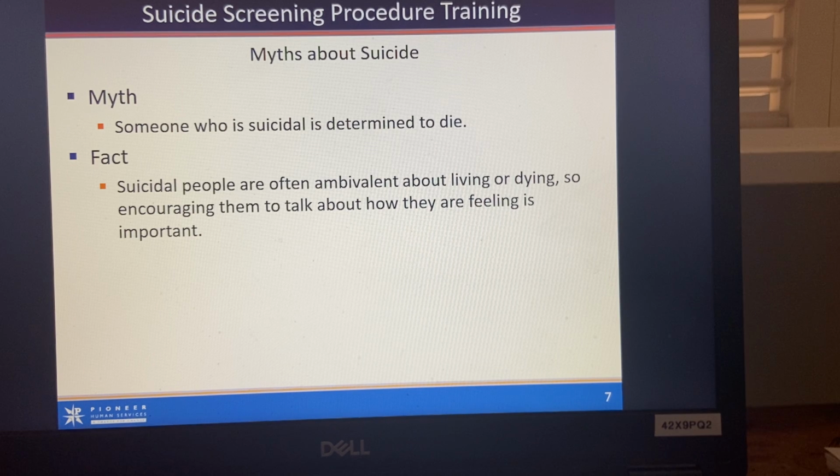Someone who is suicidal is determined to die. Suicidal people are often very ambivalent about living or dying, so encouraging them to talk about how they are feeling is important. When we have conversations with clients about how they're thinking and feeling around wanting to die, wanting to harm themselves, or no longer being here, it creates a sense of trust, vulnerability, and openness, which is very important in the ongoing process of prevention of suicide.